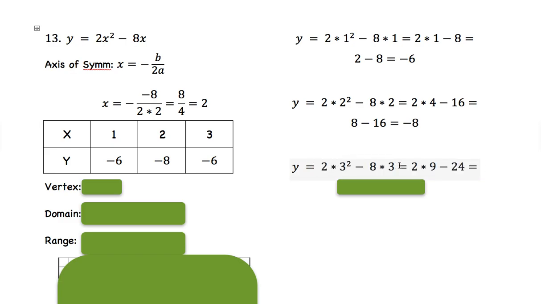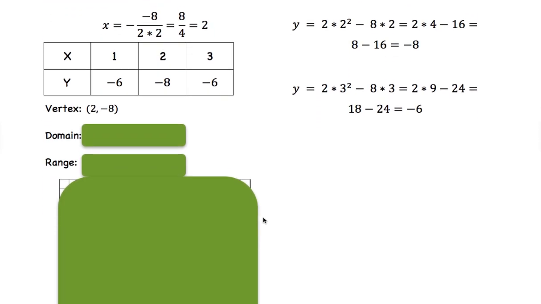When we plug in 3 for our x, we square our 3, multiply the 8 times 3. We end up with 18 minus 24, and 18 minus 24 is negative 6. So we get negative 6 when x is 3 and when x is 1. And when x is 2, which is our axis of symmetry, we have a negative 8. So our vertex is going to be from these values here. The coordinates for our vertex are going to be 2, negative 8.